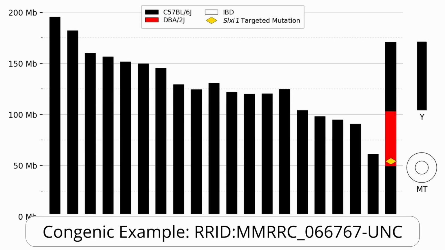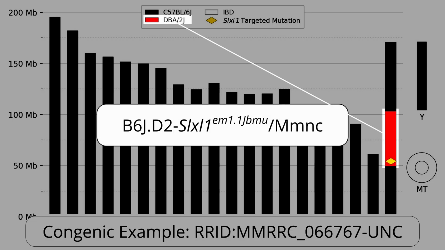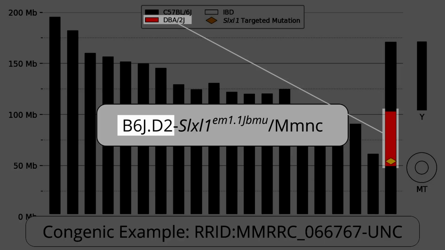Congenic strains have genomes composed of 2 genetic backgrounds. The donor strain is found only in a single chromosome spanning the locus of interest. The recipient background is found everywhere else. The names of congenic strains begin with the recipient and donor genetic backgrounds, in that order, separated by a period, followed by the locus, allele of interest, and the current holder.